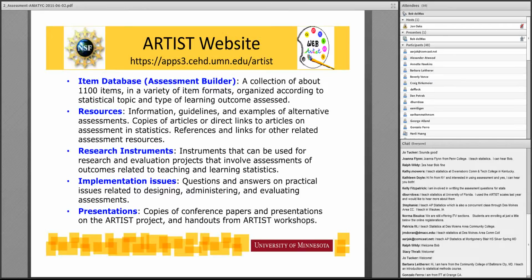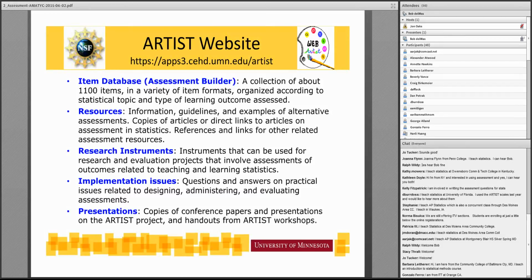It has over 1,100 items in a variety of item formats, both multiple choice and constructed response or open-ended. There are 24 different topical areas that it's listed by, and 3 different types of learning outcomes. Each item is keyed by what topic it covers, such as inference, probability, variability, measures of center, and then whether it measures at a statistical literacy, reasoning, or statistical thinking level. And you can search the database.